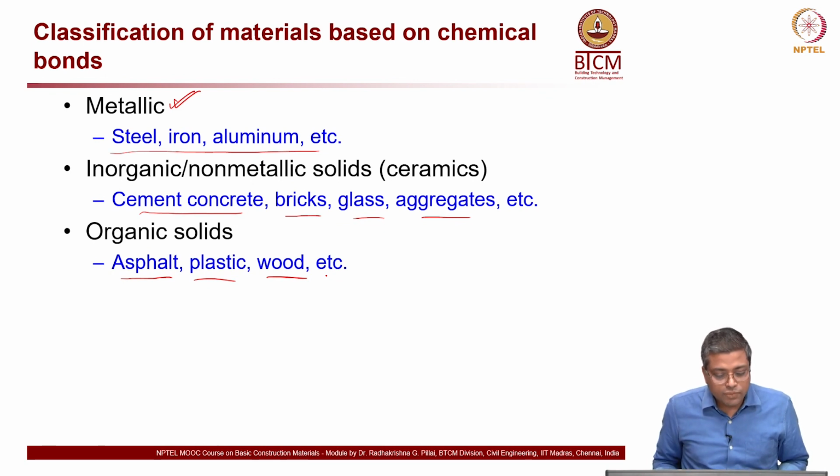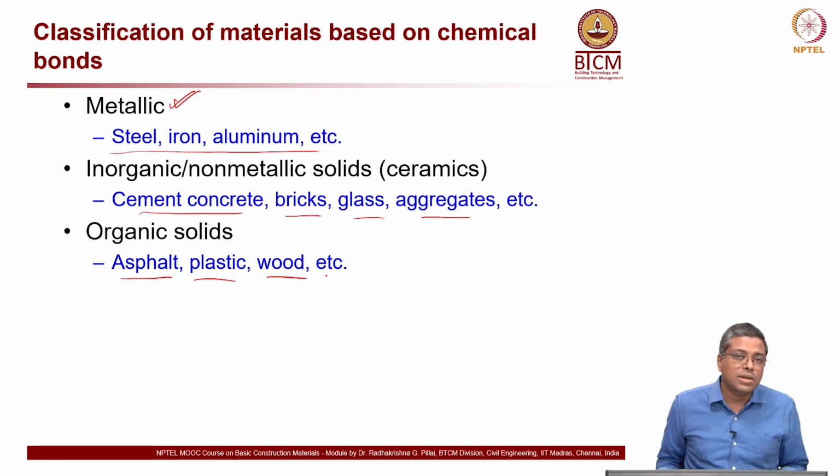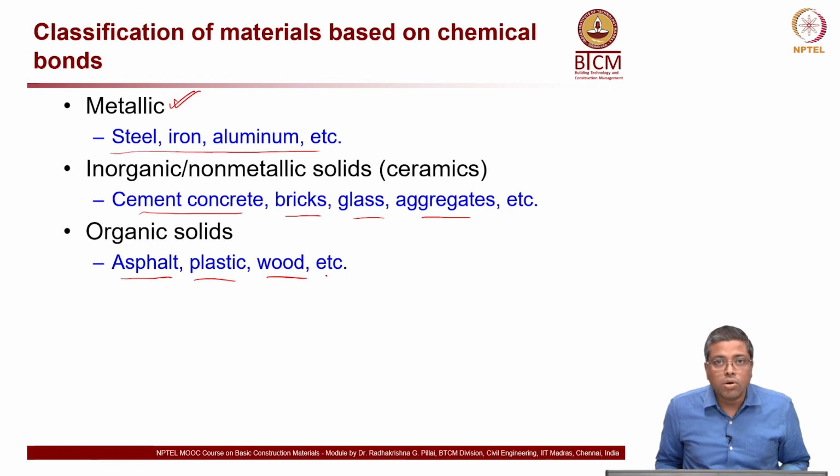In future lectures, we are first going to look at how metallic materials behave, and then at their microstructure with different types of defects. Then we will look at inorganic and non-metallic materials, and finally at how organic solids or organic materials behave.